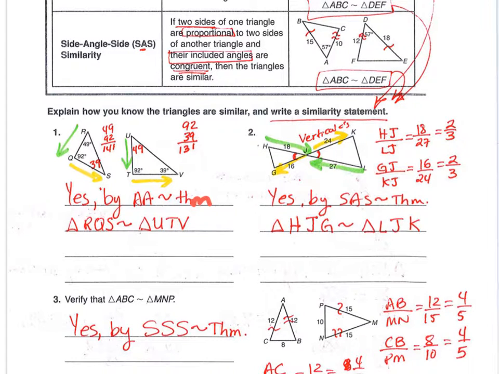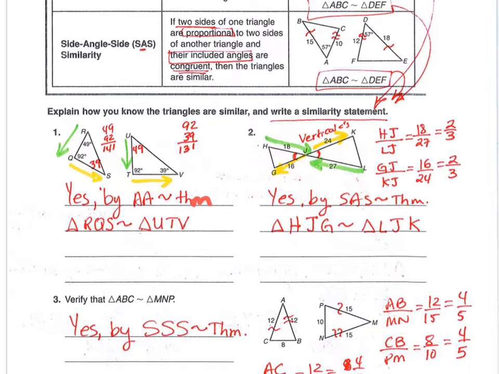Problem number 2. In number 2, we're given only sides. But notice I marked these congruent because they're vertical angles. I can mark those congruent because vertical angles are formed with intersecting lines. So these are vertical angles.